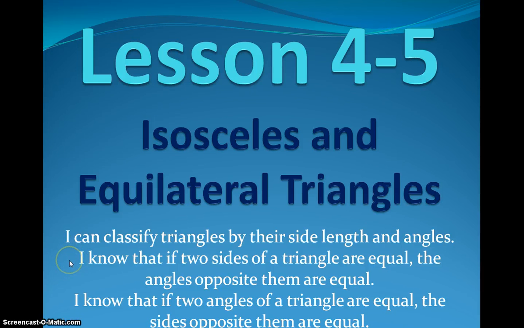Secondly, I know that if two sides of a triangle are equal, the angles opposite them are equal. And thirdly, the opposite of that, which is I know that if two angles of a triangle are equal, then the sides are going to be equal.